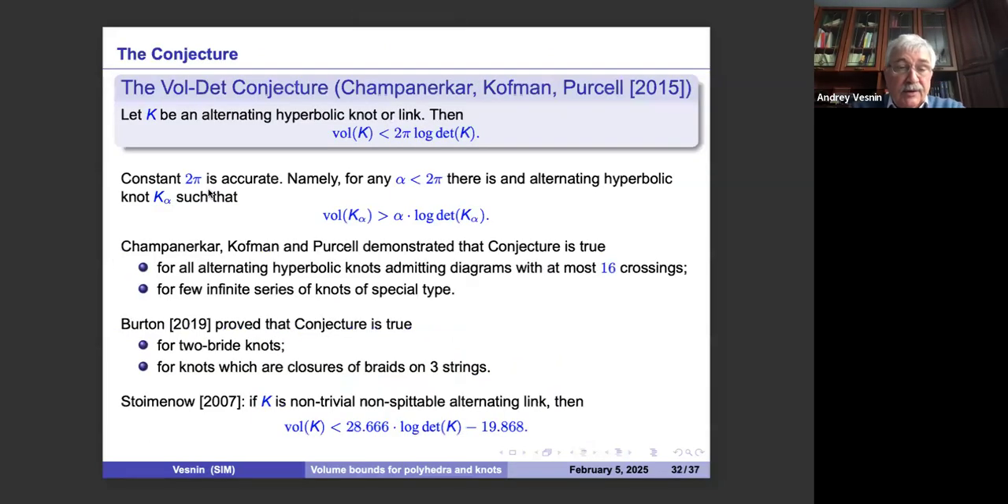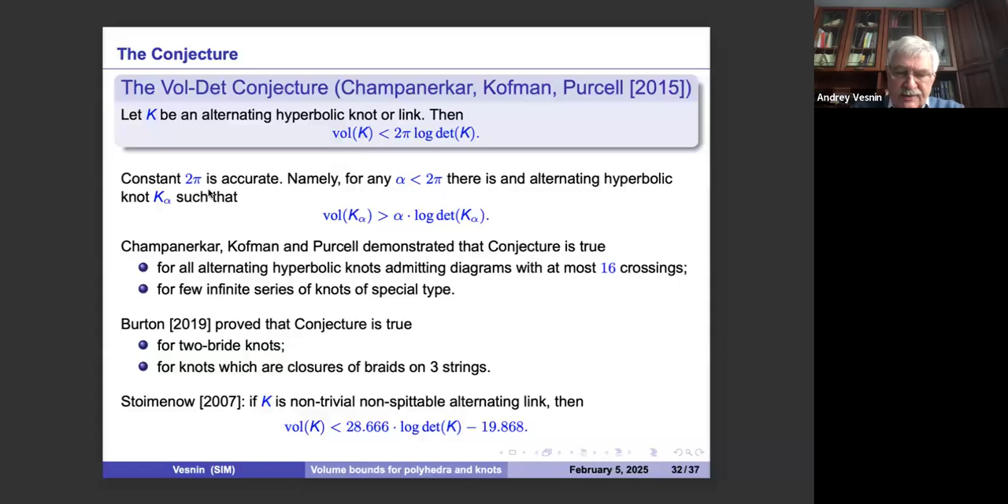Let me recall this conjecture was formulated by Champanerkar, Kofman and Purcell. And it states the following. Let K be an alternating hyperbolic knot or link. Then we have the following inequality. The volume of the knot complement is bounded by 2 pi times the logarithm of the determinant of the knot.